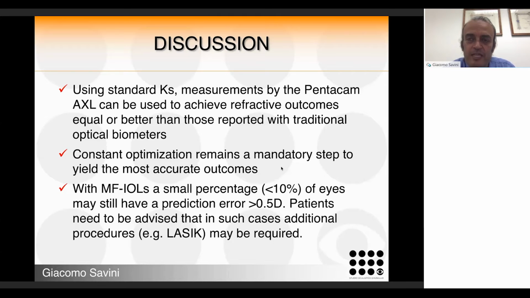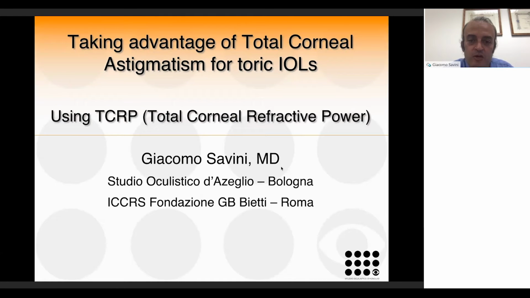Of course, we are not yet able to say that we are perfect, so never make the error of telling your patients that you got 100% of cases within half a diopter. There's still around 10–15% of cases that will end up with a prediction error higher than half a diopter, and especially with multifocal IOLs, this is a problem because in a few percent of cases, you may end up with the need for a LASIK enhancement. Topic 2, toric IOLs.